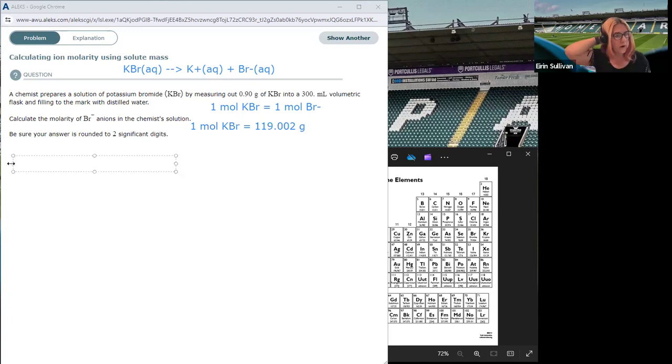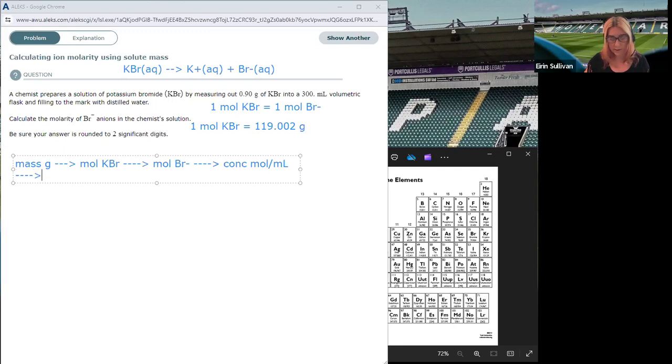So we want to convert that 0.90 grams, so mass in grams, to the moles. Be specific, moles of KBr. Then we can convert that to the moles of bromide ions. And then if we have the moles of bromide ions, we can divide by the volume to get the concentration in moles per milliliter. Then we'll end up with moles per liter if we use the conversion between milliliters and liters.